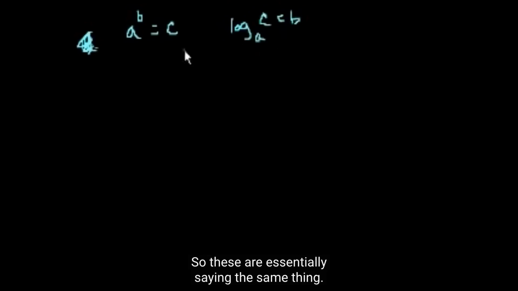So these are essentially saying the same thing. They just have different kind of results. In one, you know A and B, and you're getting C. That's what exponentiation does for you. And the second one, you know A, and you know that when you raise it to some power, you get C. And then you figure out what B is. So they're the exact same relationship, just stated in a different way.